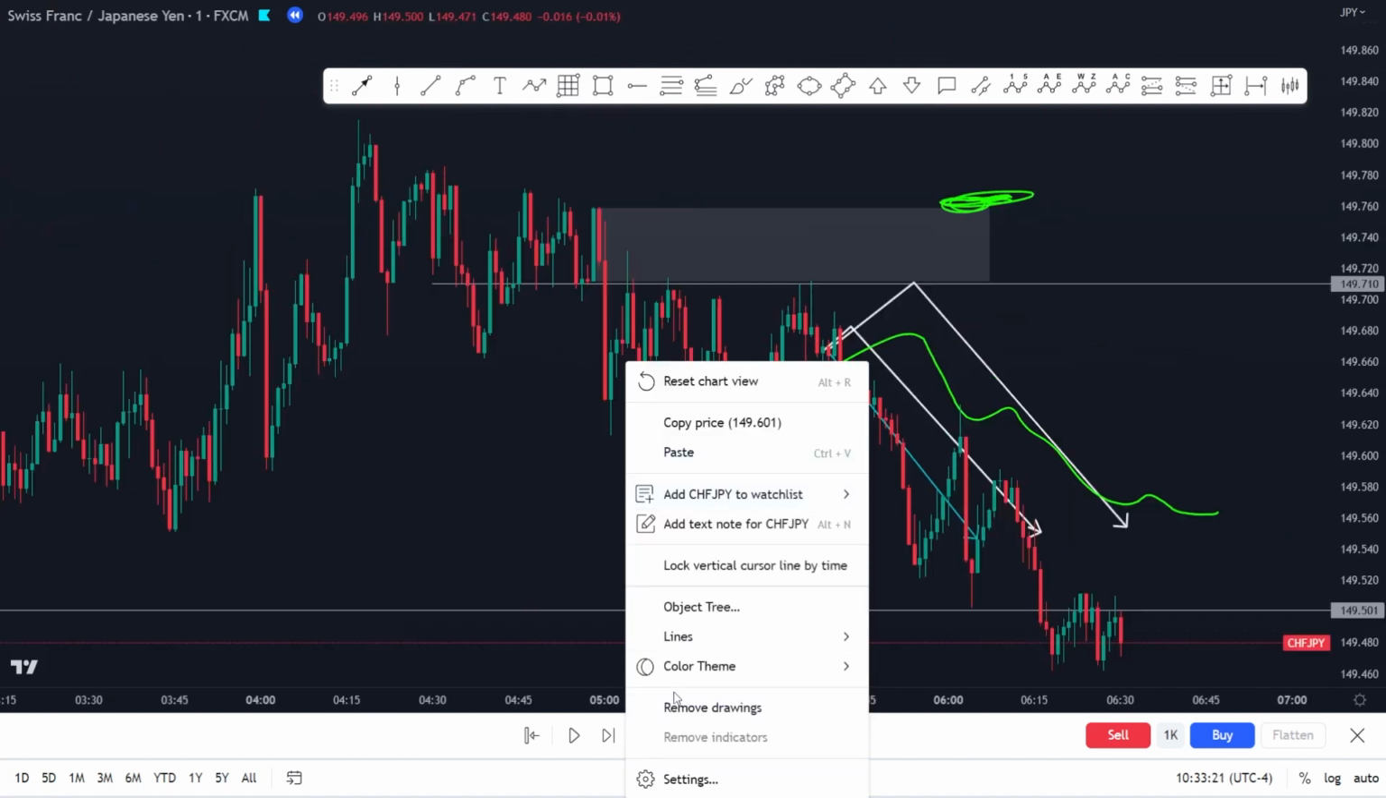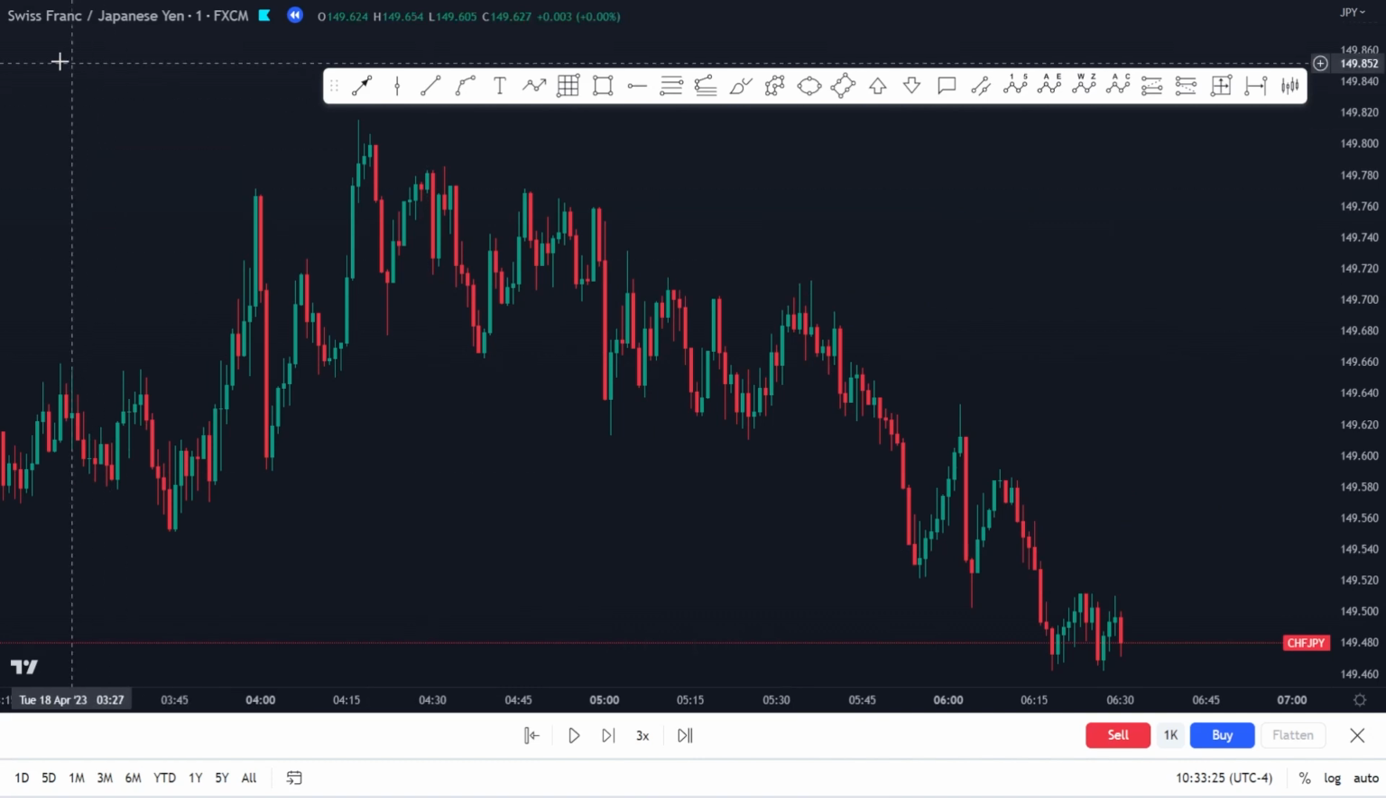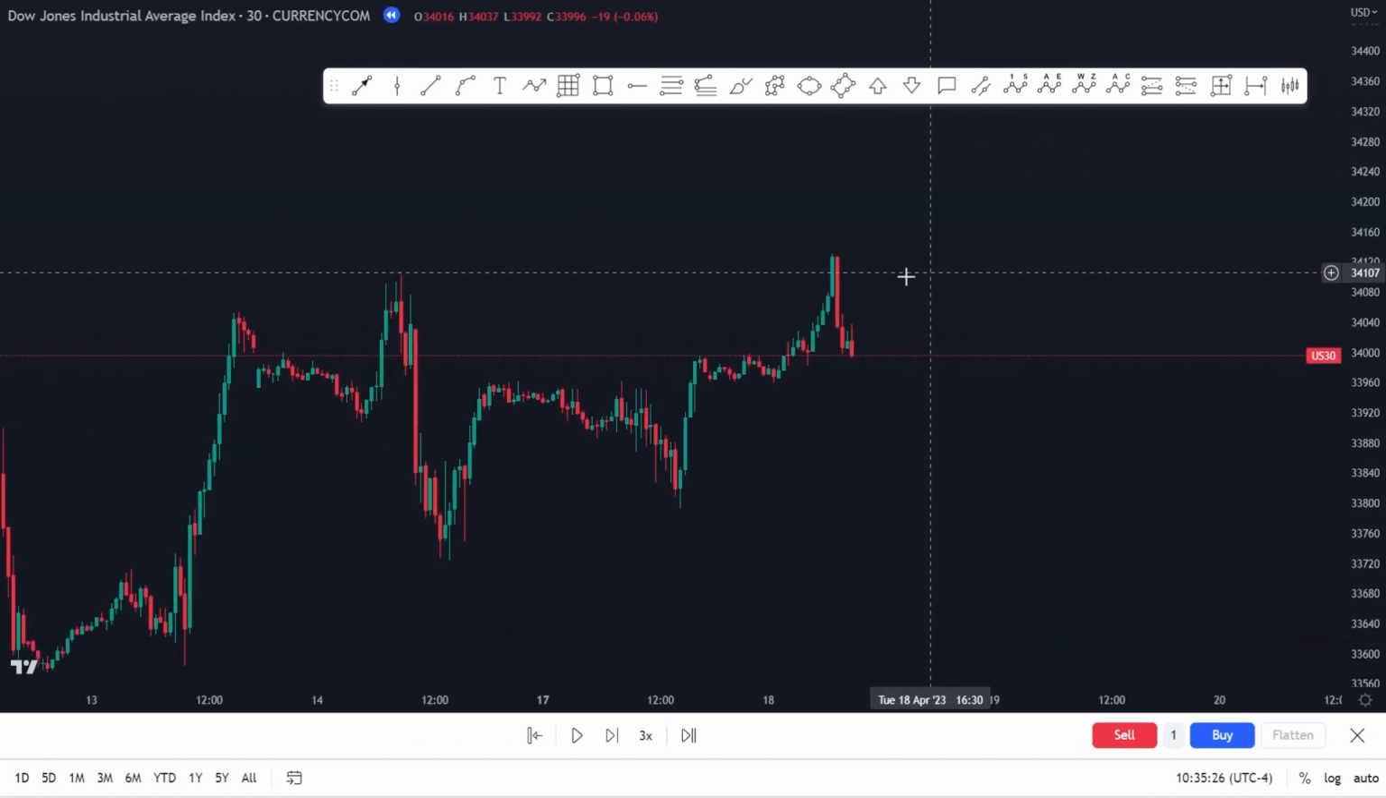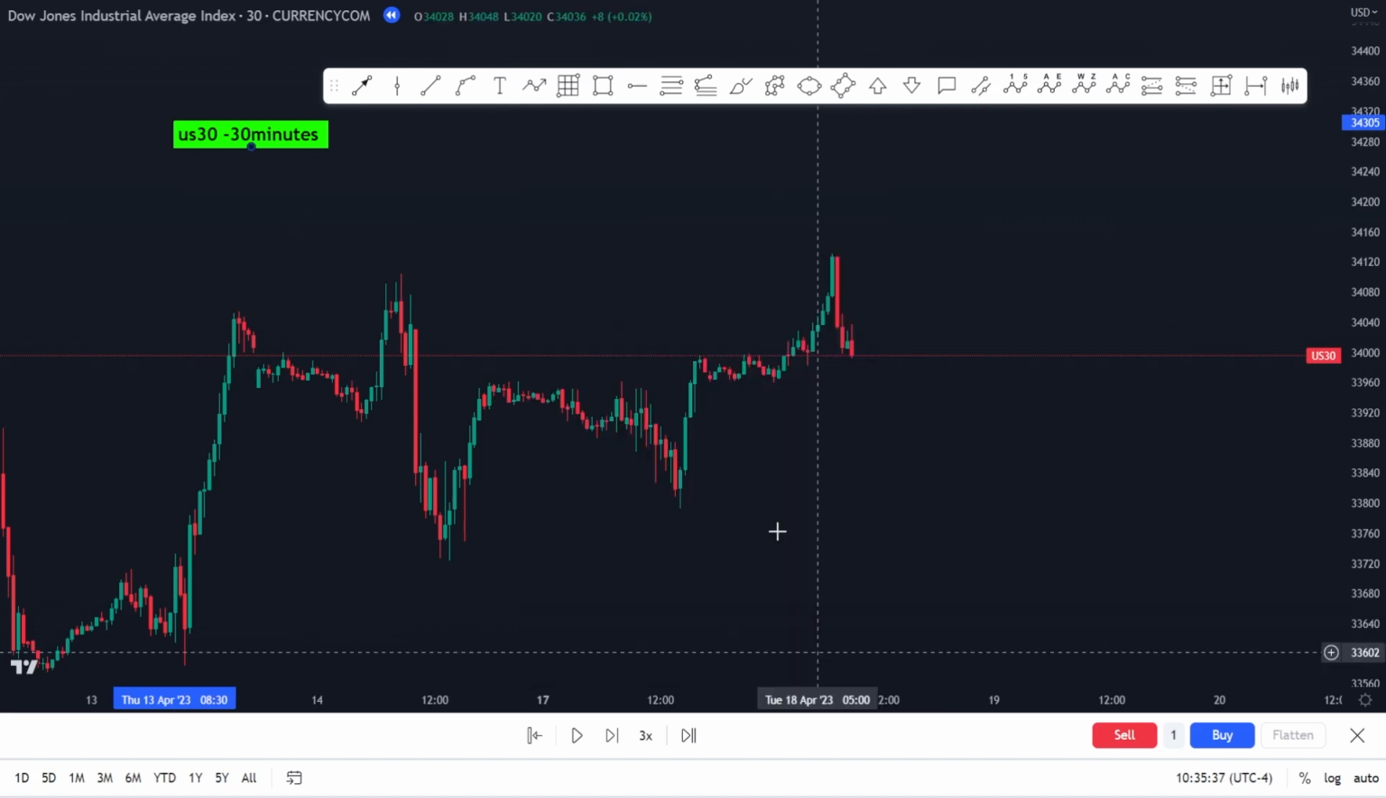Okay, so right now let's do another example on a different pair, because we've been doing this on the CHF JPY. So let's try another pair instead. So let's do another example. Right now we are on the US 30. We are on the 30 minutes time frame.